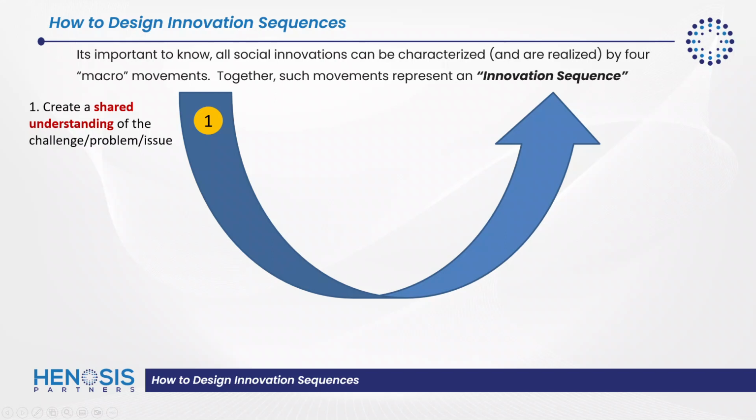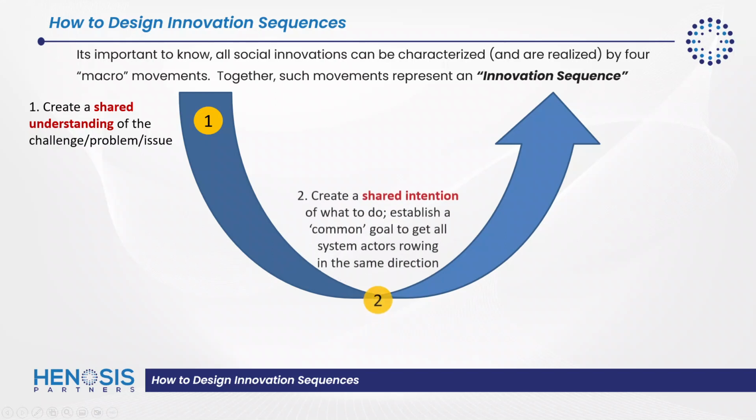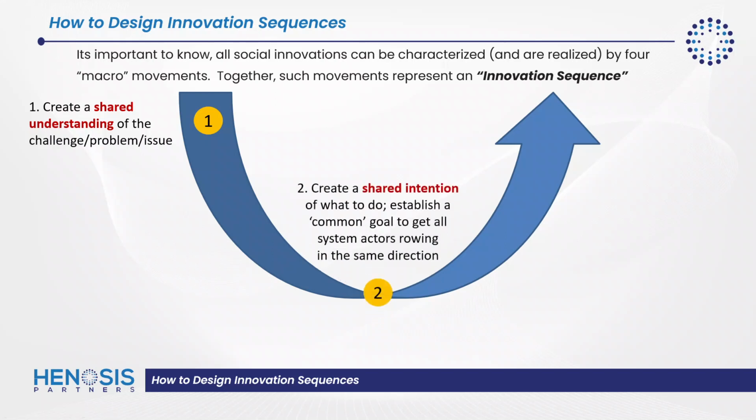It is often the case that there is a lack of shared understanding, which has resulted in the challenge, problem, or issue, and so our first step is to create a shared understanding. From there, we create a shared intention of what to do. We establish a common goal to get all system actors rowing in the same direction.